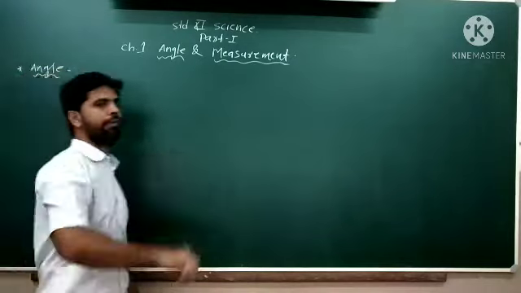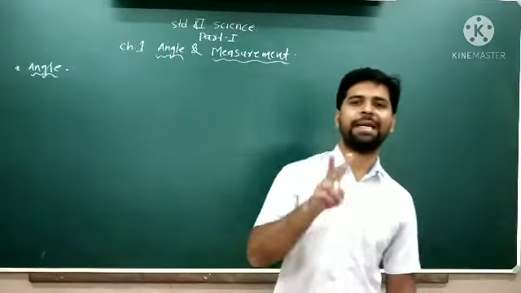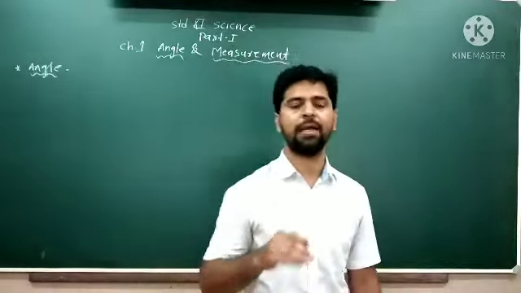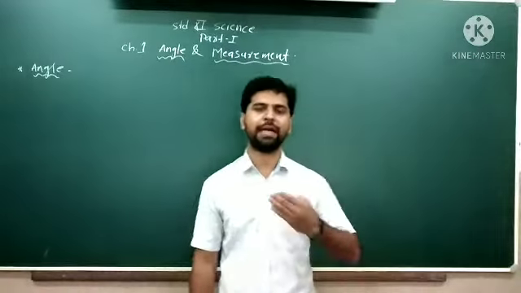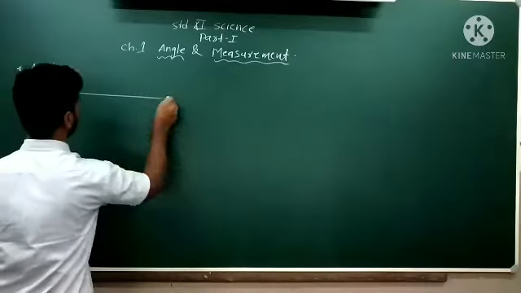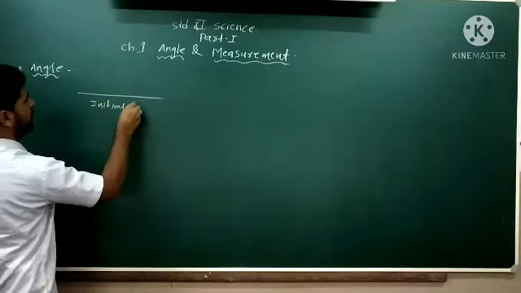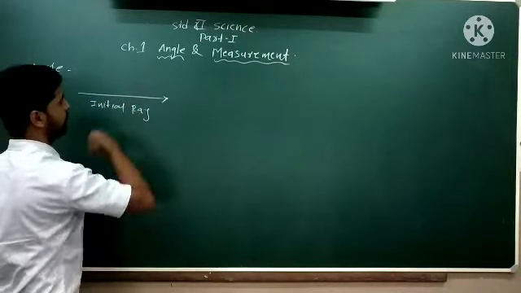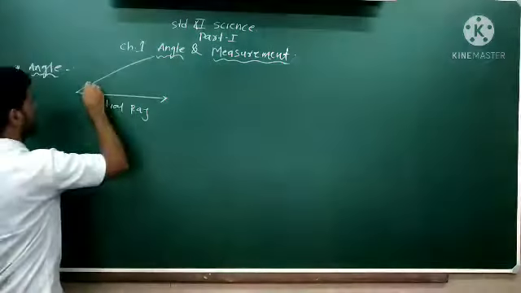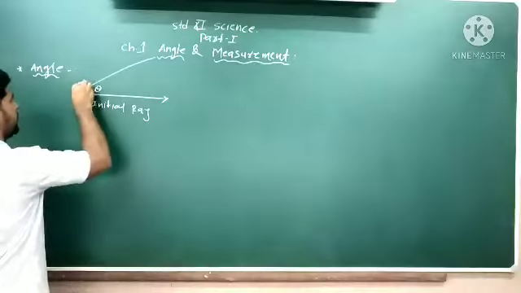First of all, we'll see the definition of angle. What is the angle? Angle is formed by the intersection of two lines. Correct? Because if two lines do not intersect, then the angle could not be created, right? So suppose this is the line. This is called the initial ray, or initial arm. And if I intersect like this, here we form an angle. This is called the terminal ray.